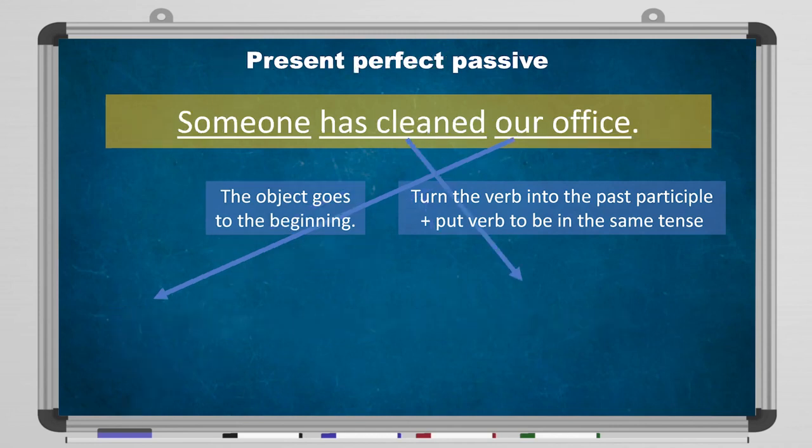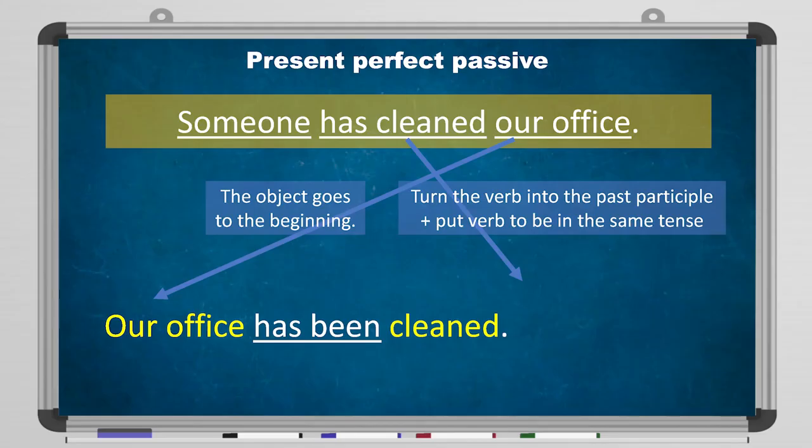Let's take a look at the present perfect passive. Someone has cleaned our office. Here we have has. Think about it. Has cleaned. We will think about the three. Is it be, been, or being? Let's follow the steps. Let's put the object at the beginning of the sentence and then look for a suitable verb to be and then put the verb in the past participle.